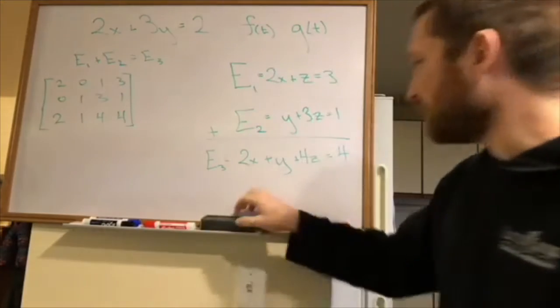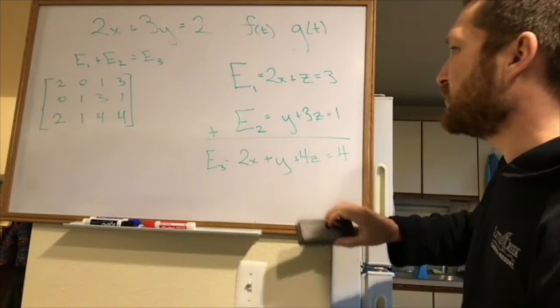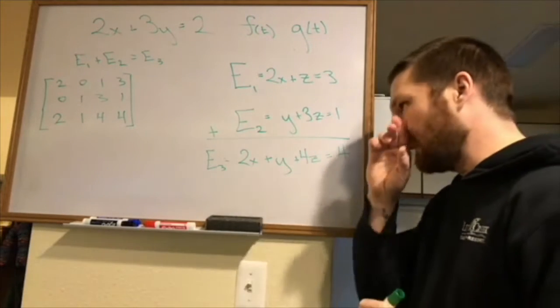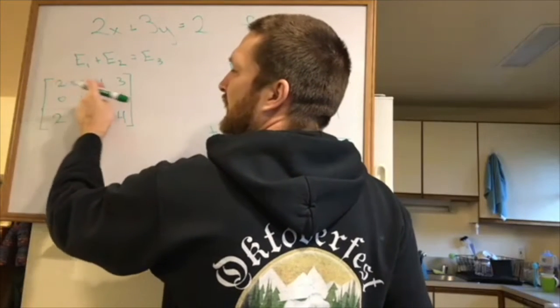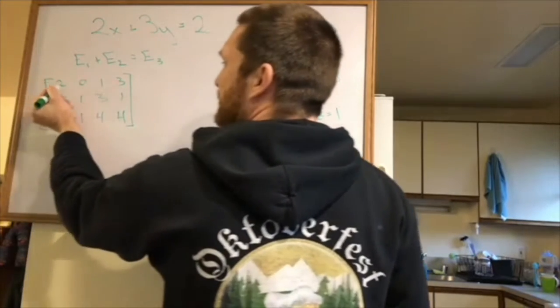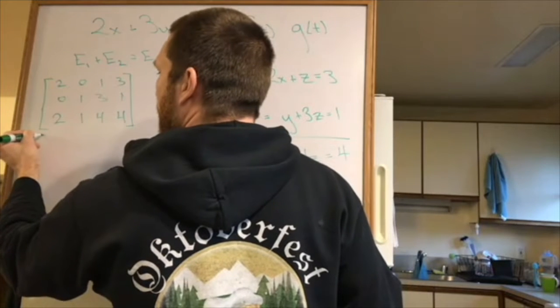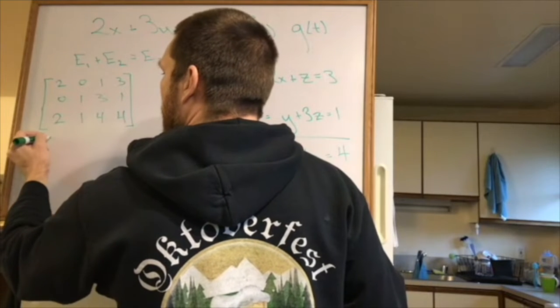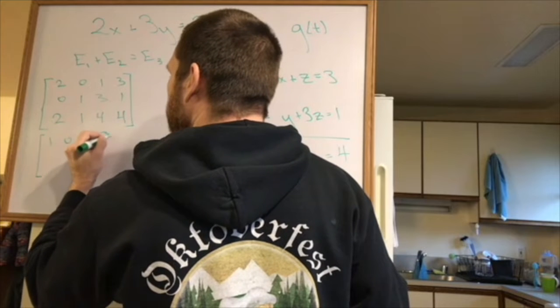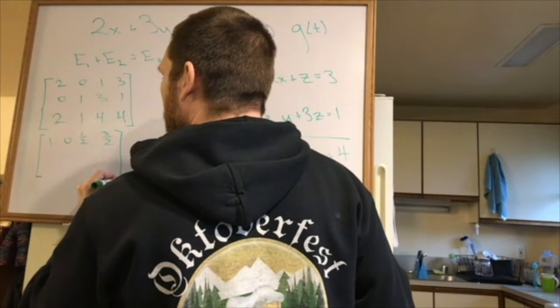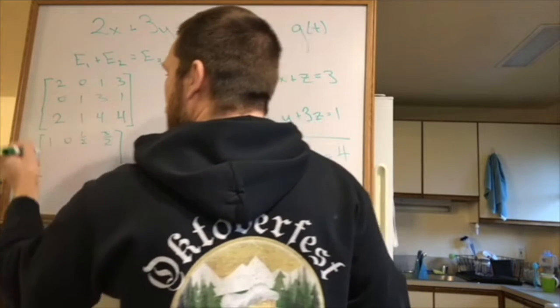Now, let's see what happens when I try to row reduce this guy. I want to get it into row echelon form. I'm going to start by getting the leading one right here. So I'm going to divide this entire thing through by 2. I get 1, 0, 1 half, and 3 halves. Okay, I have not changed any of these guys.